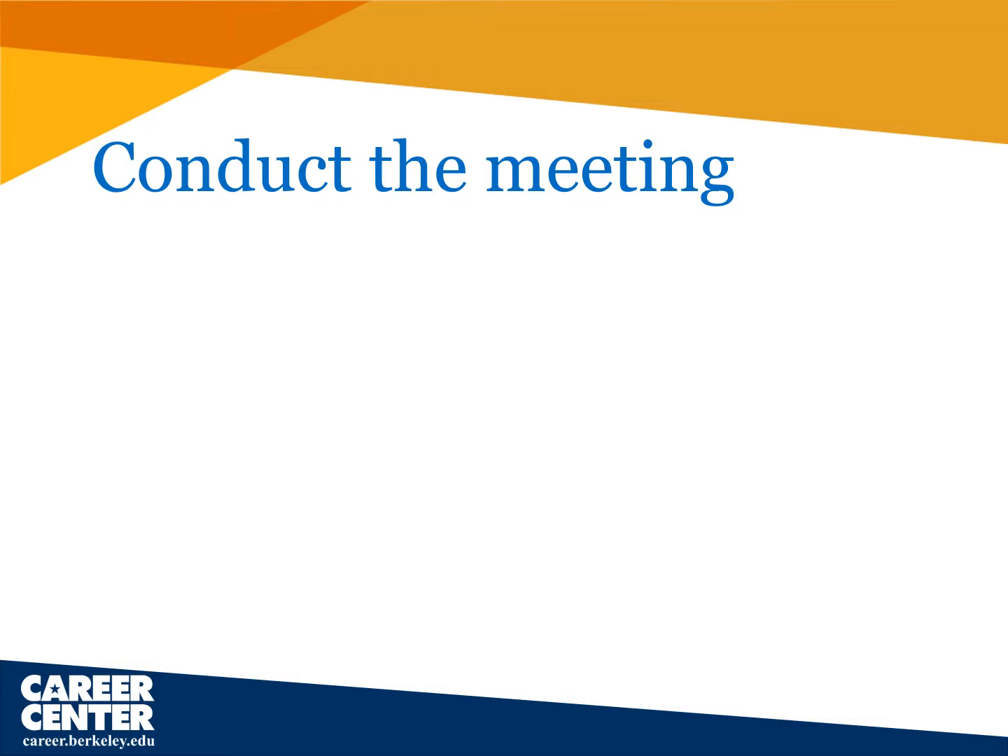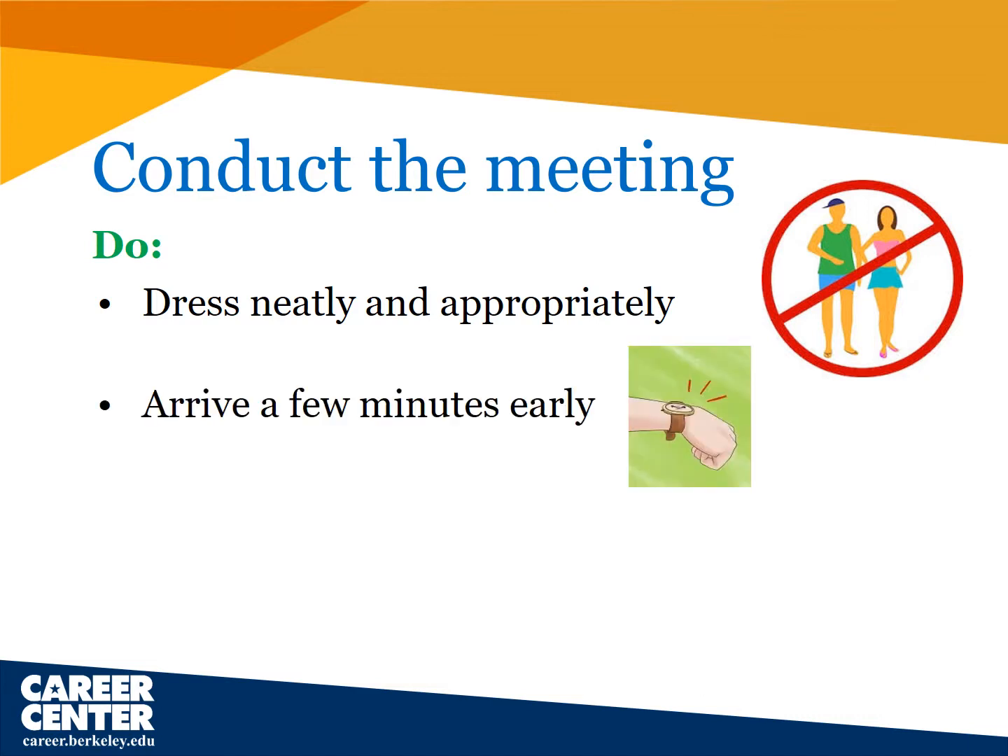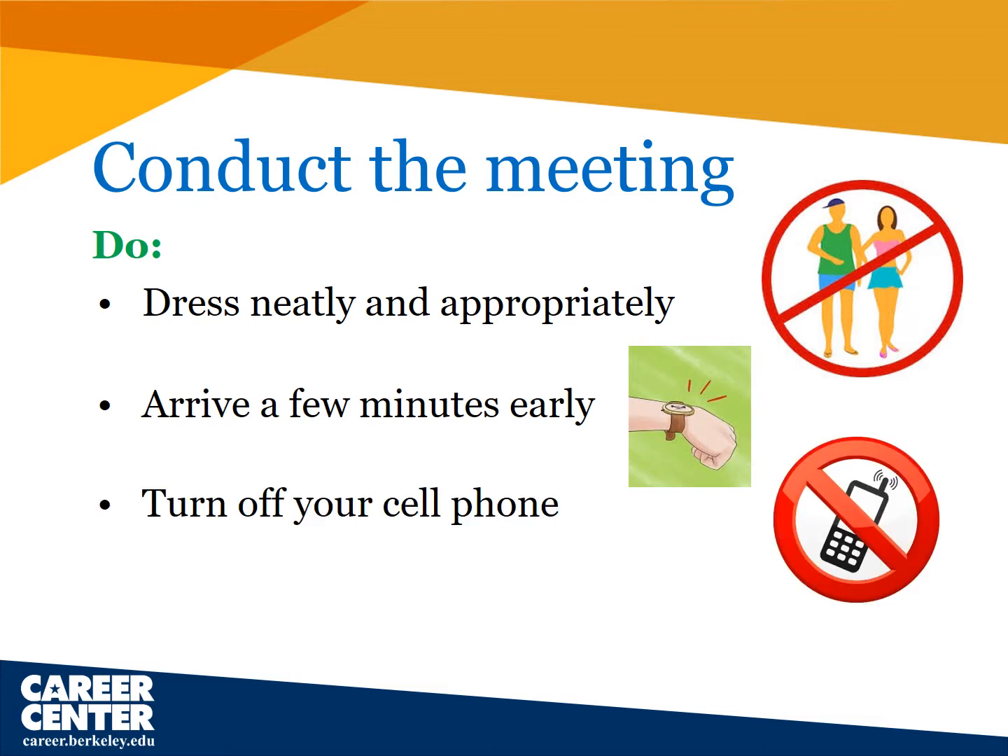Once you've arranged the meeting, here are a few do's and don'ts for the meeting itself. Do: dress neatly and appropriately. Aim to dress in a way that matches the level of formality at the organization. Plan your trip so you can arrive a few minutes early. Turn off your cell phone so you can be fully present and avoid distractions or interruptions. And respect the person's schedule. You might wear a watch so you don't need to look at your phone.